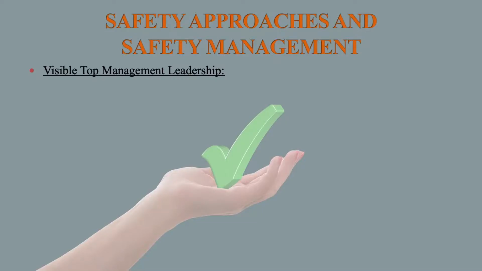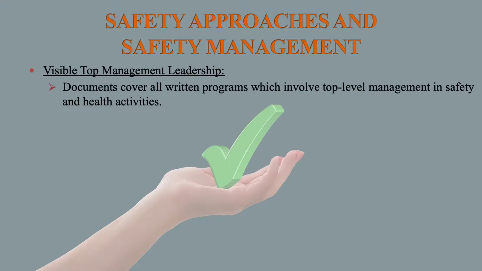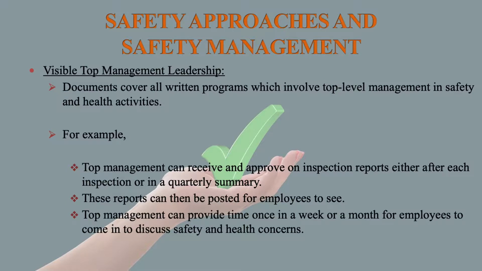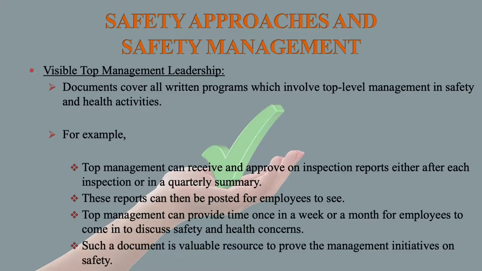Visible top management leadership. Documents cover all written programs which involve top-level management in safety and health activities. For example, top management can receive and approve inspection reports either after each inspection or in a quarterly summary. These reports can then be posted for employees to see. Top management can provide time once a week or a month for employees to come in and discuss safety and health concerns. Such a document is a valuable resource to prove management initiatives on safety.